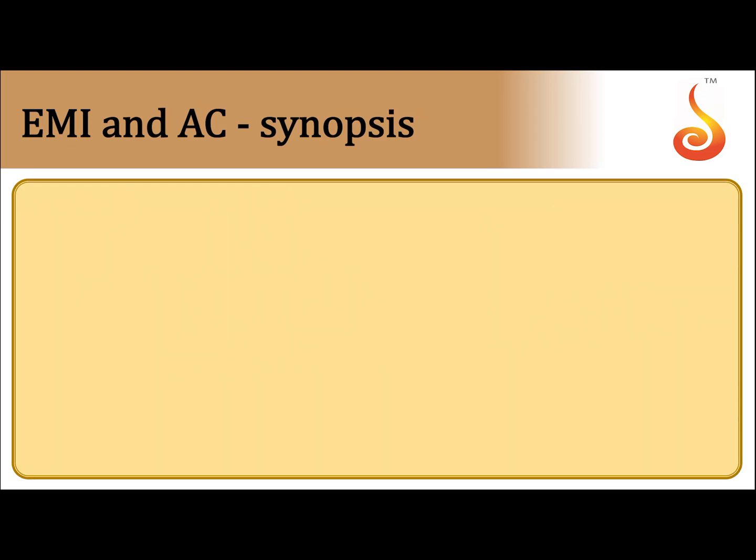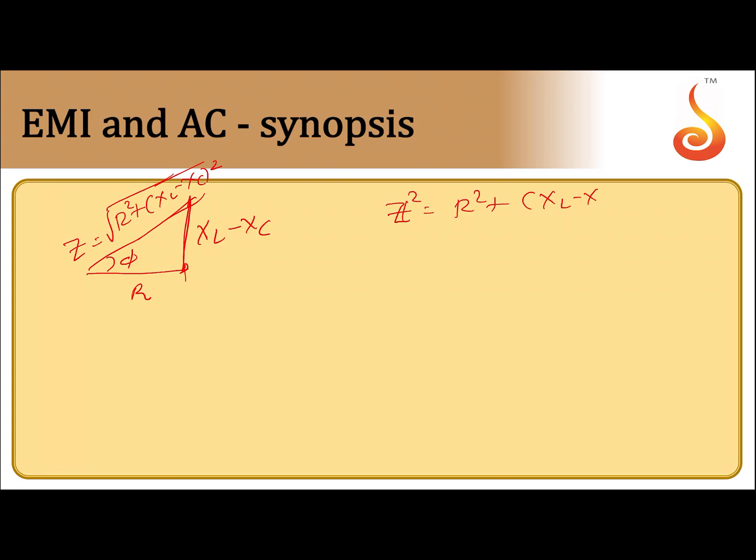This can also be represented like this. Suppose I show the triangular representation. This is your R, this is your XL minus XC, and this turns out to be Z, which is root of R square plus (XL minus XC) whole square. And this angle is phi. So you can write Z square is equal to R square plus (XL minus XC) square. If I multiply by I naught, I get (I naught Z) whole square is equal to (I naught R) whole square plus (I naught XL minus I naught XC) whole square.